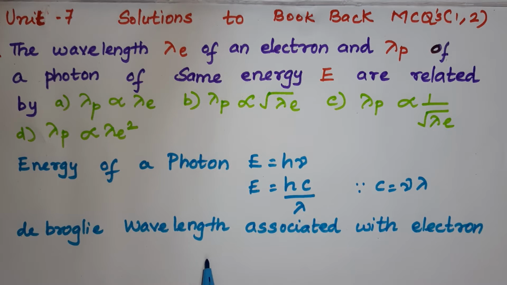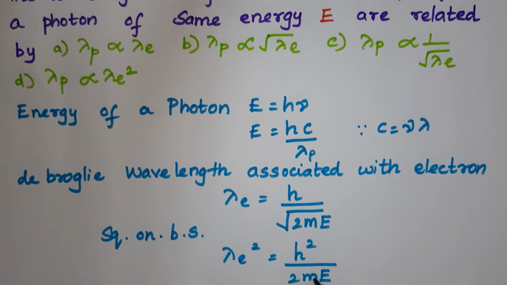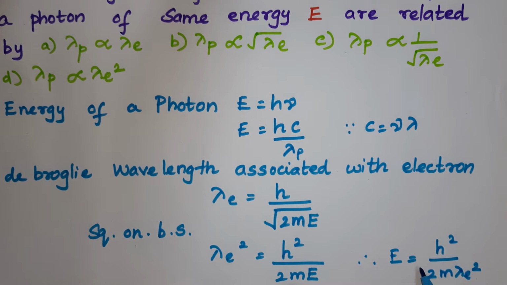The de Broglie wavelength associated with the electron is lambda E is equal to h divided by square root of 2mE. We need to find the energy, so we square this on both sides. So we have h square divided by 2mE. The h is Planck's constant and m is the mass of the electron. Therefore, E is equal to h square divided by 2m lambda E square.